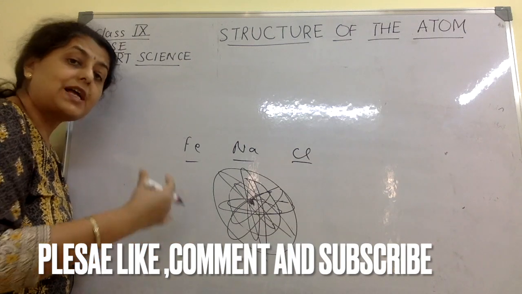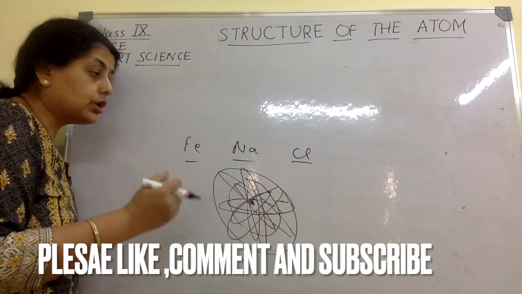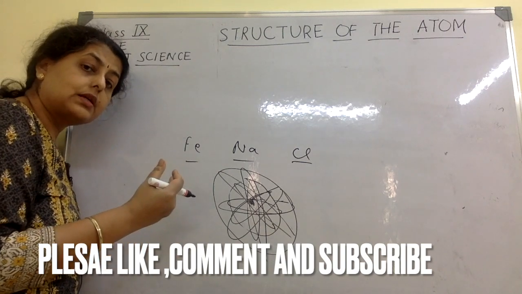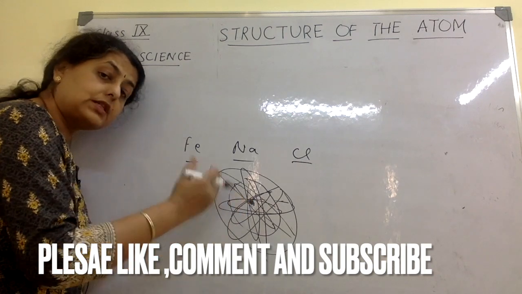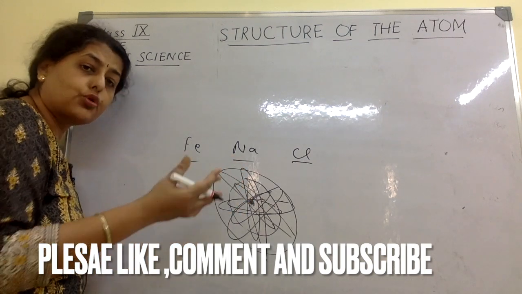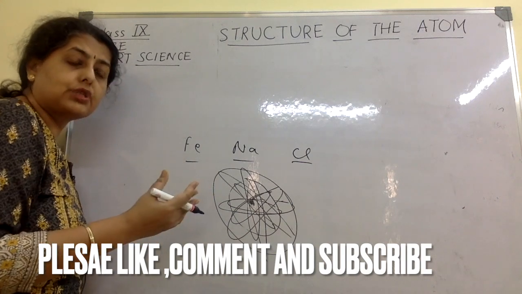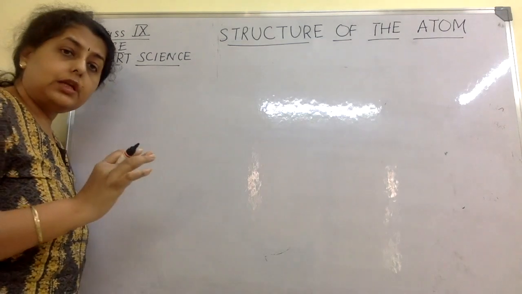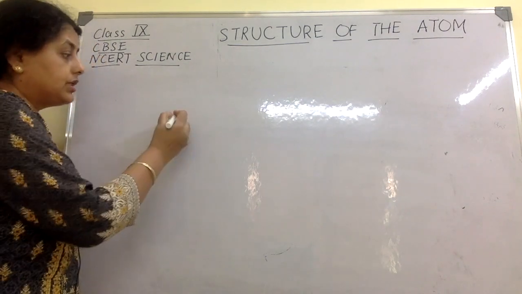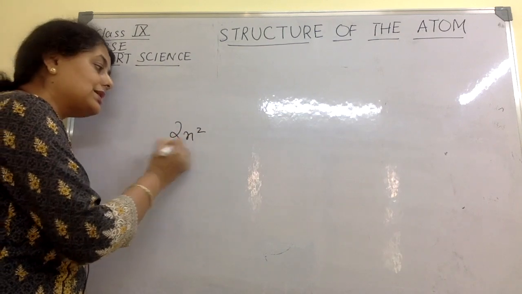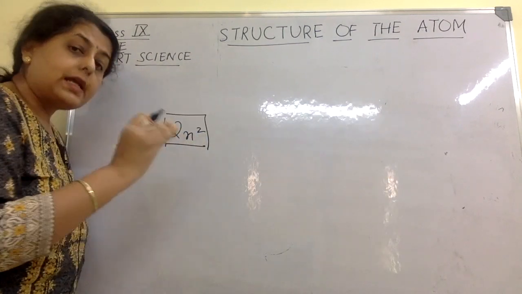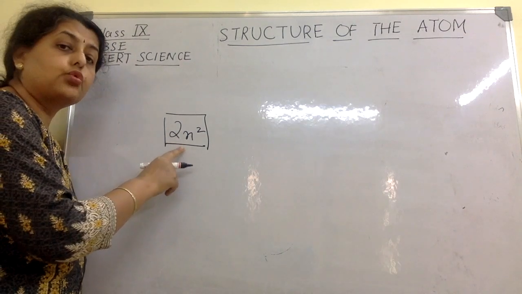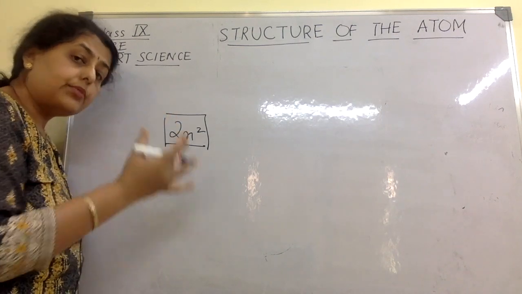Orbits are nothing but imaginary paths. Okay, so electrons go around the nucleus at different distances from the nucleus, more or less like how our earth is going around the sun at a particular distance. Okay, same thing. Now, for electronic configuration, they follow this formula 2n squared. What is this standing for? For any orbit, the number of electrons in any orbit follows this formula 2n squared. What is n? N is the number of the orbit.